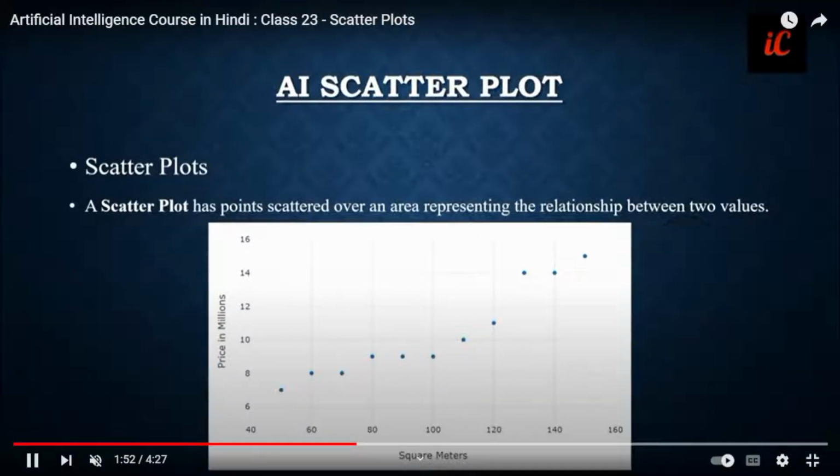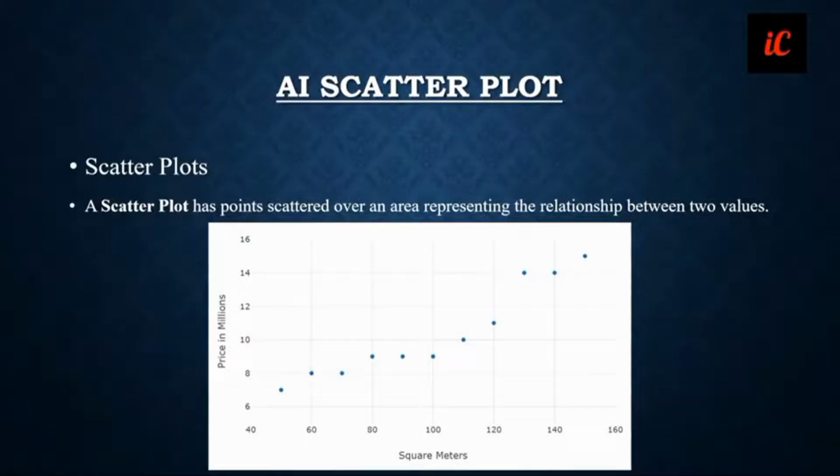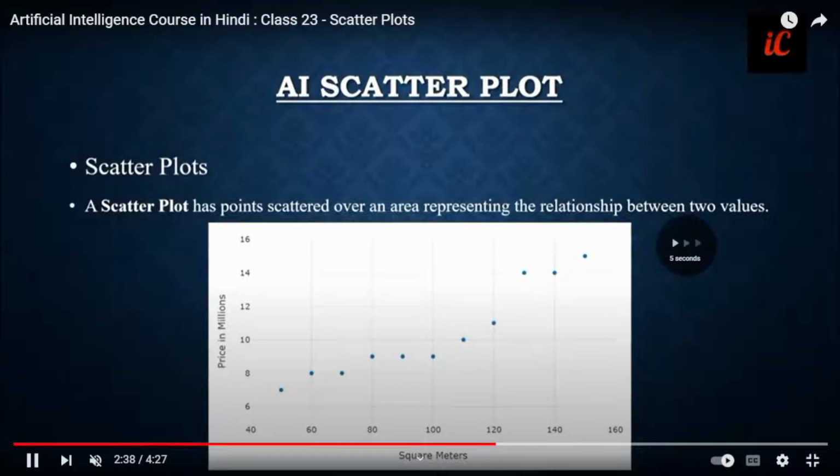We have to be very accurate with our numbers and the measurements that we are going to write about our data. Okay, so the next thing after the data collection is that whatever data you have collected, you have to plot those data, right? So you have taken the values of all the data that you have right now. The scatter plot has points scattered over an area representing the relationship between the two values. So here you have to plot those values that you have taken from the data. That is what the scatter plot is called. Okay, so these are the points for the scatter plot.